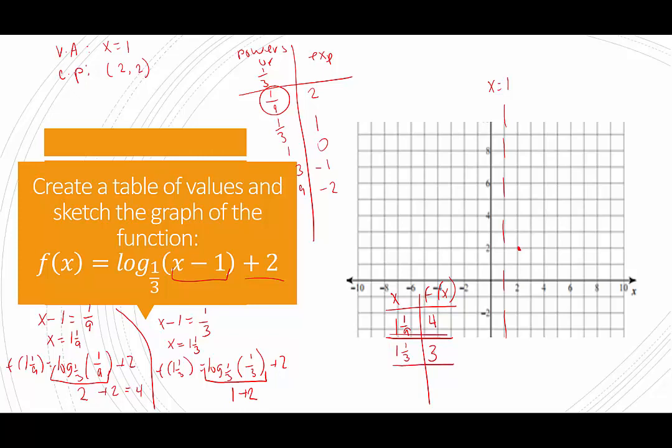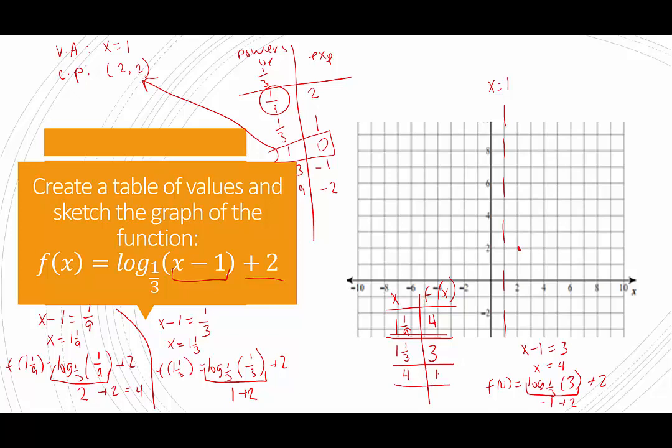Okay. So next, we don't have to worry about this one. This was the critical point, which we've already identified as 2, 2. So our next goal is we want an argument of 3, because we know what this will simplify to. So we need x minus 1 to equal 3, which means x needs to equal 4. So the next x value we're going to plug in is 4. When we plug in 4, we get log base 1/3 of 4 minus 1, which is 3, plus 2. Well, 1/3 raised to what power gives me 3? That's the -1 power. And -1 plus 2 is 1.